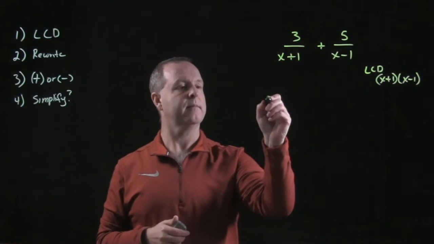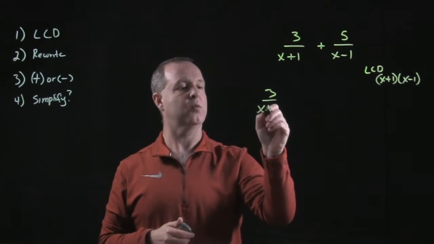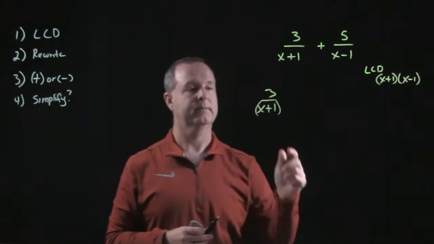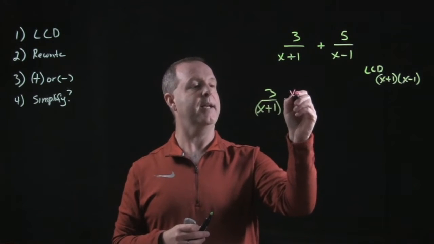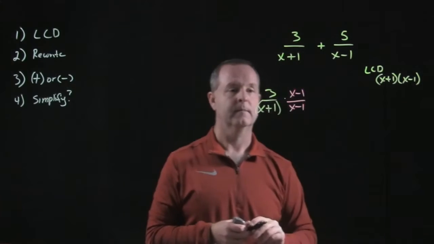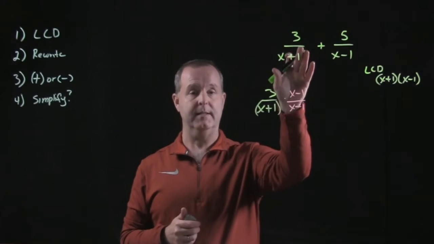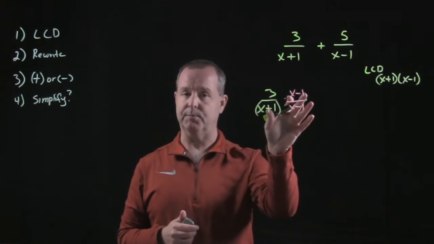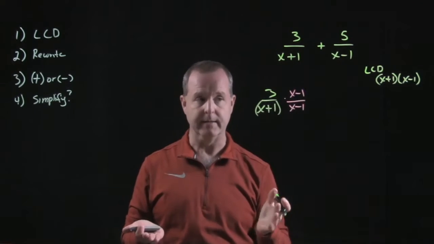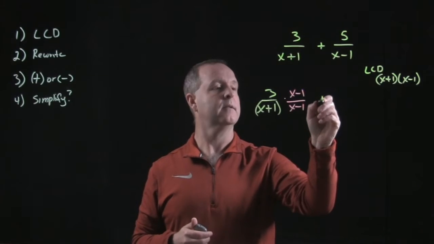The first one, 3 over x plus 1, I need to multiply that by an x minus 1 over an x minus 1. So now there's a common denominator with this first expression. This expression is equivalent. All that I did was multiply it by 1, a clever version of 1.